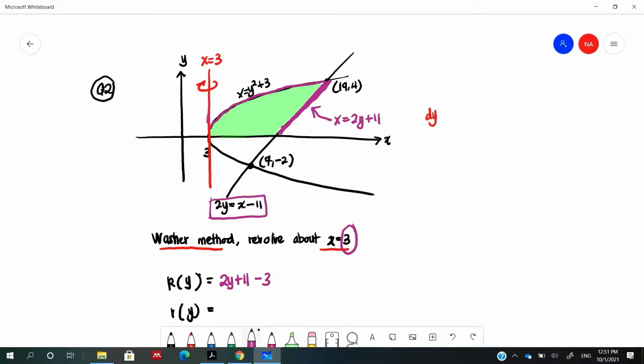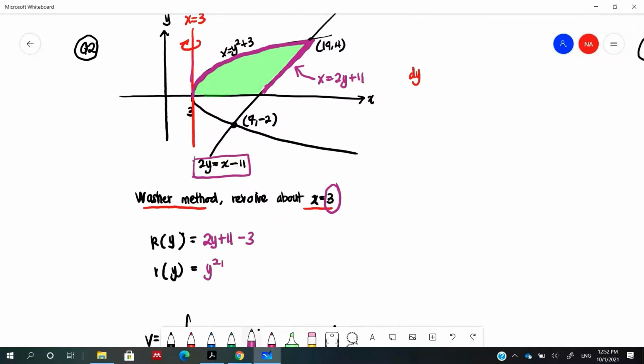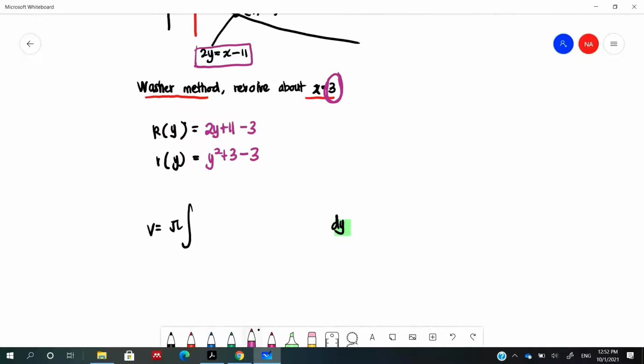So this is the inner radius, which is given by this part here. We should write it as y squared plus 3. So y squared plus 3. And we should subtract the axis of rotation, which is x equals 3. Simplifying this, we will get 2y plus 8, and this one should be y squared.